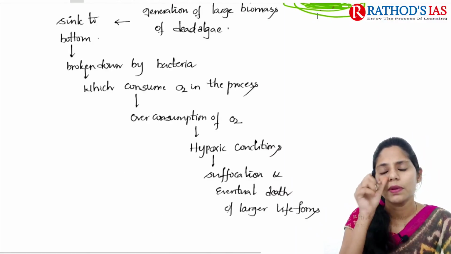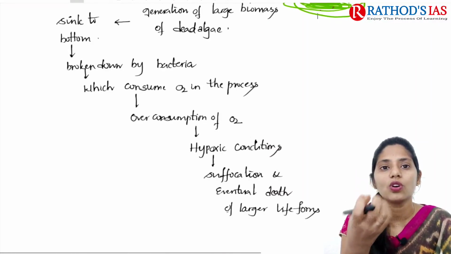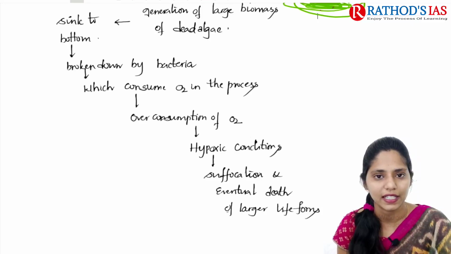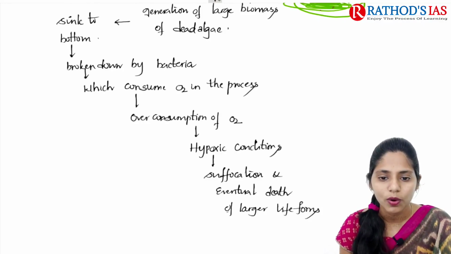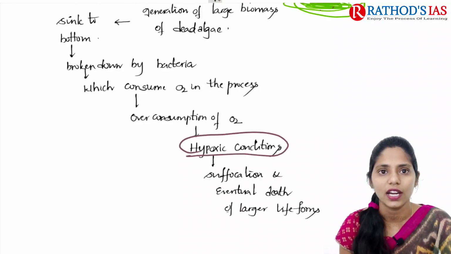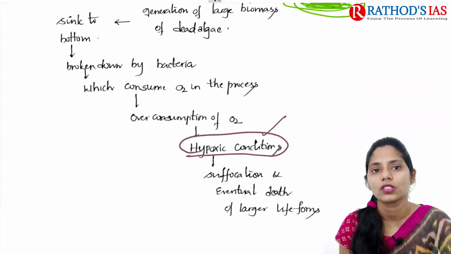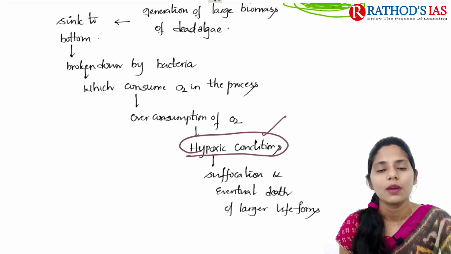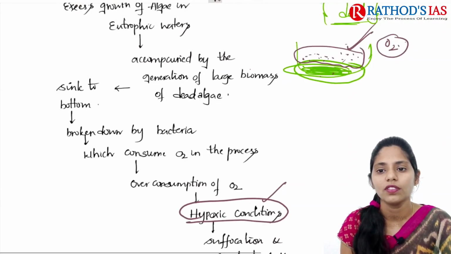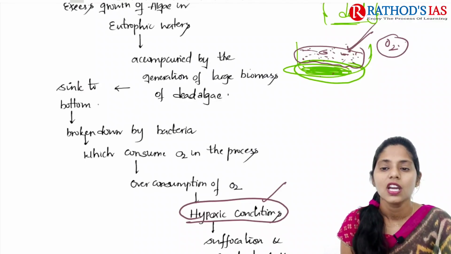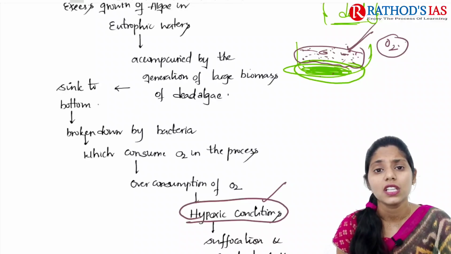So here what happened, because of this, a huge amount of oxygen is consumed by these bacteria. So in that water body, that is leading to low oxygen conditions, which are called hypoxic conditions. In these hypoxic conditions, if there are any organisms in the water body like prawns, fishes, etc., then they will face suffocation.